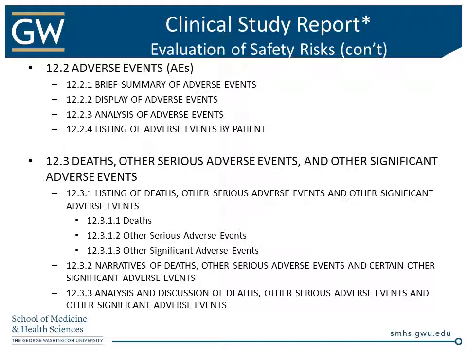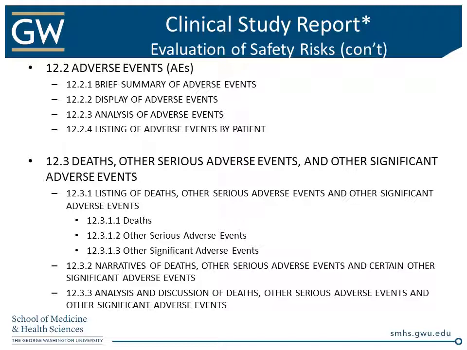Now, narratives that are written for some key SAEs can be placed either in the text of the CSR under Section 12.3.2 or in Section 14.3.3, Narratives of Deaths. Typically, the safety narratives are placed in Section 14.3.3 if there are 10 or more. CSR Section 14 is considered the post-text part of the CSR report, with summary tables of safety and efficacy, figures, narratives, and other information relevant to the CSR.